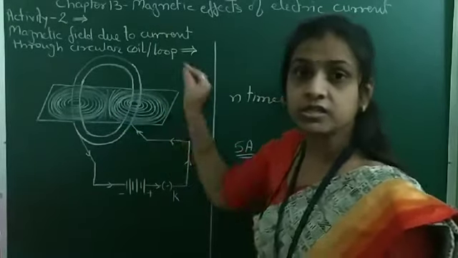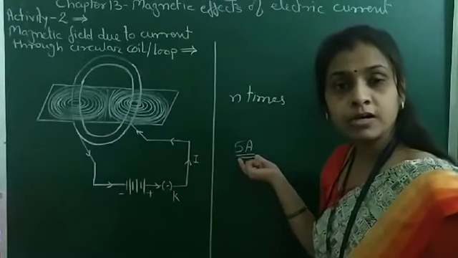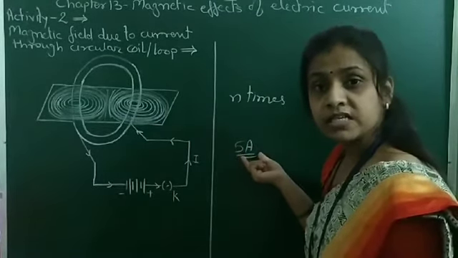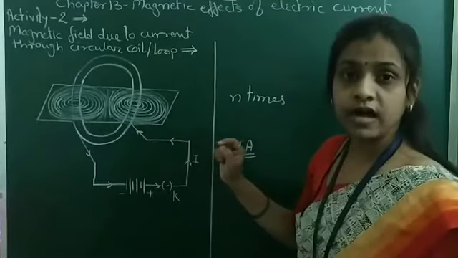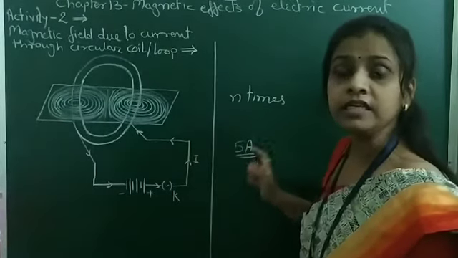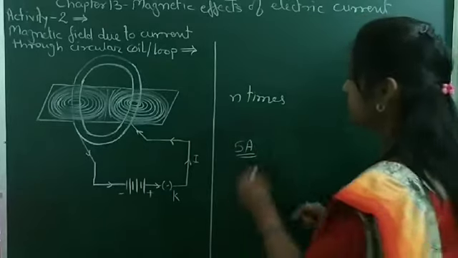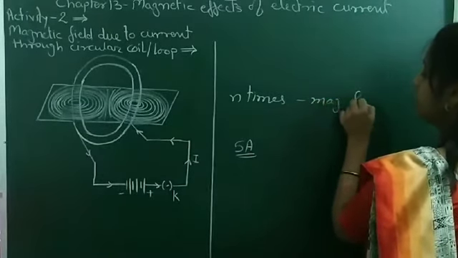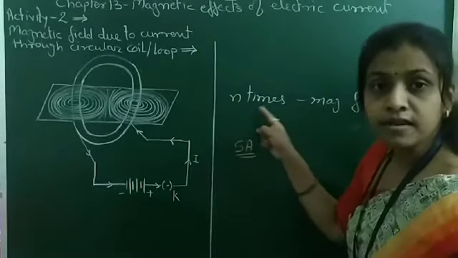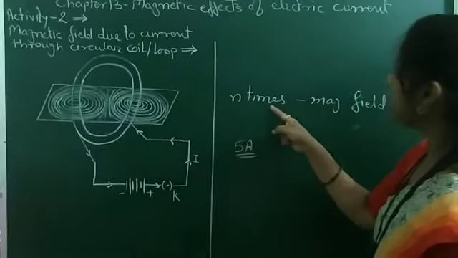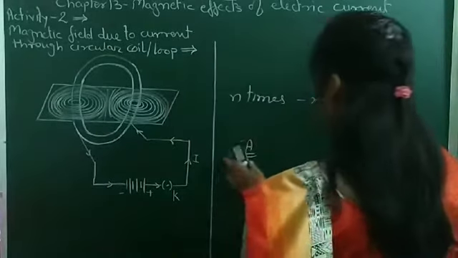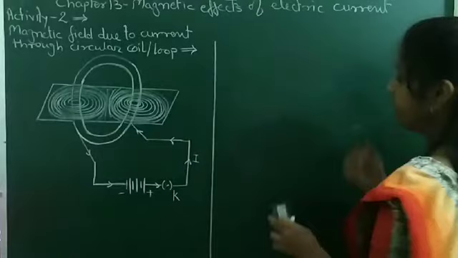So in each turn, the 5 ampere current passes through each turn of the wire, and therefore each turn of the wire produces a magnetic field. So if there are n number of turns, then n times the magnetic field is produced. So what is the conclusion of this activity?